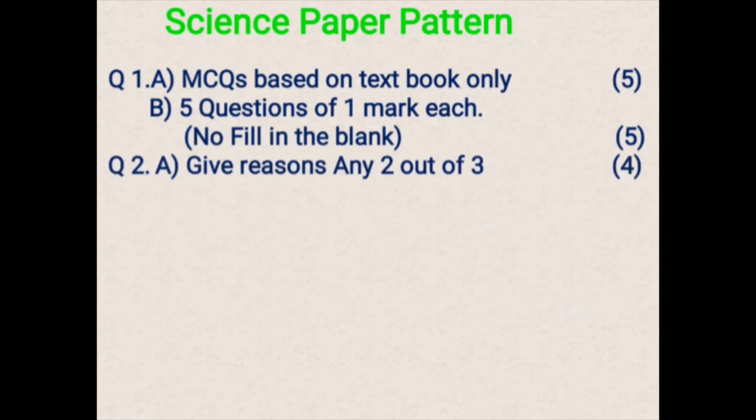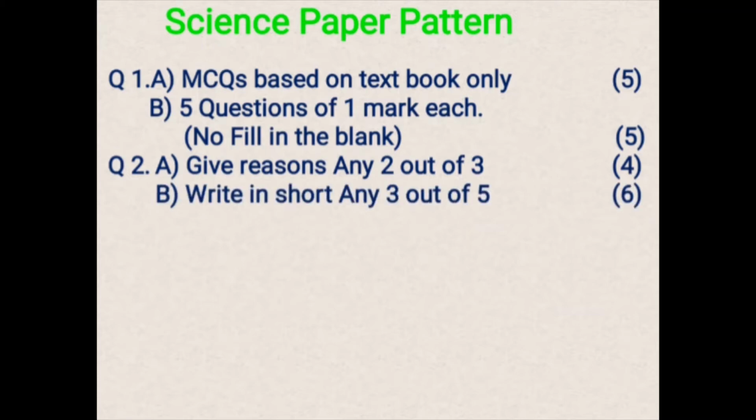Question number 2A is give reasons, any 2 out of 3. Each question is for 2 marks. Question number 2B are questions, write in short, any 3 out of 5. Here, each question is for 2 marks. So, it is a 6 marks question. Questions like write principles, laws, properties, give difference between, write characteristics, correct the diagram can be asked.